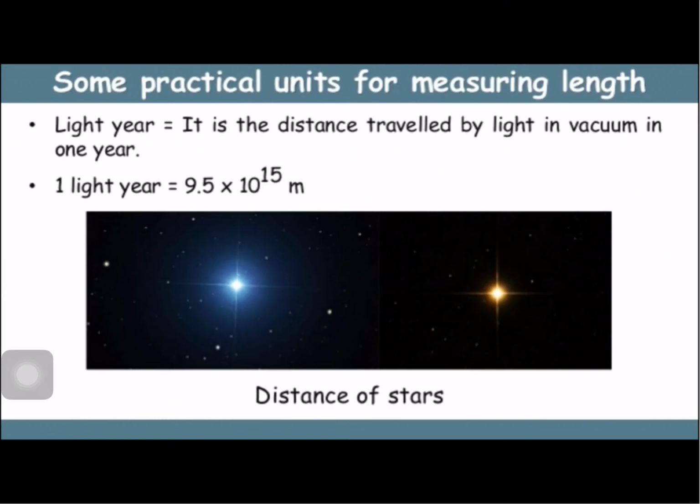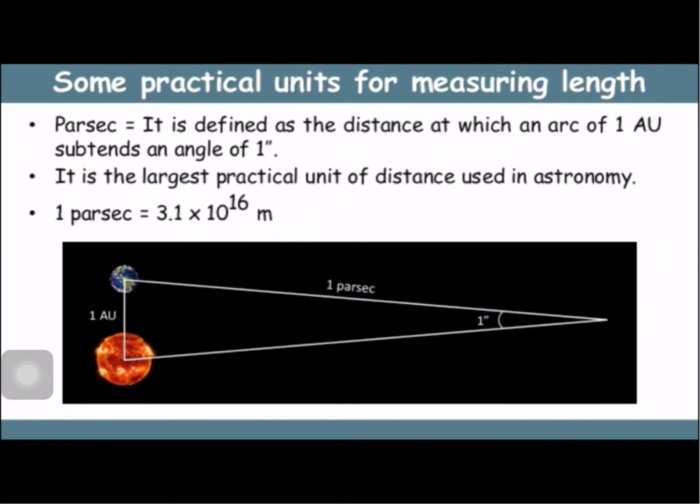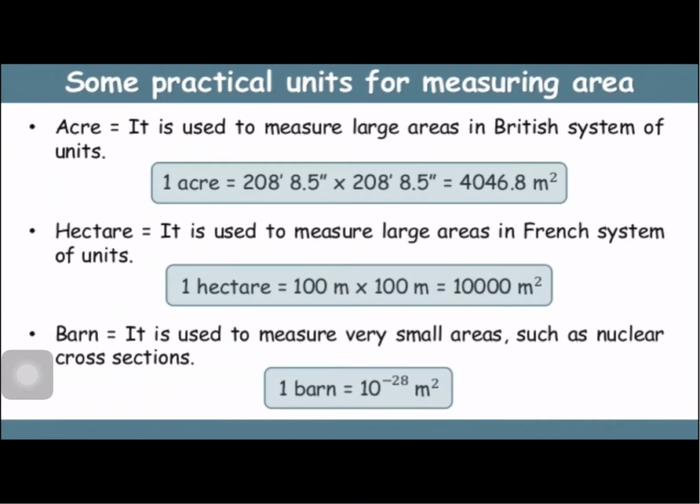Some practical unit for measuring length: light year. I told you what a light year is. It is the distance travelled by light in vacuum in 1 year. That value is 9.5 into 10 power 15 meter. And one more unit used for measuring length is the parsec. It is defined as the distance at which an arc of 1 astronomical unit subtends an angle of 1 arc second. Its value is 3.1 into 10 power 16 meter.